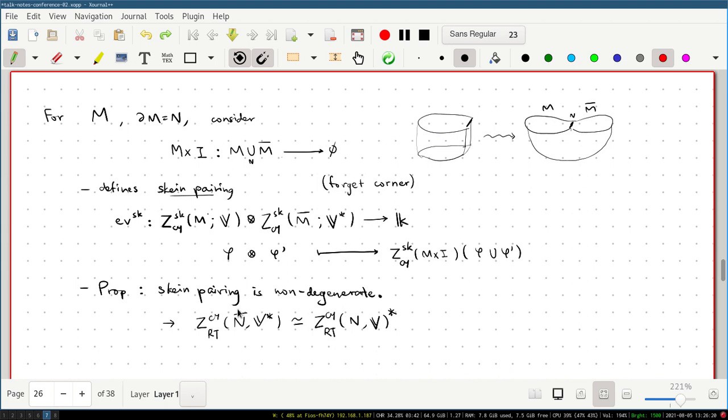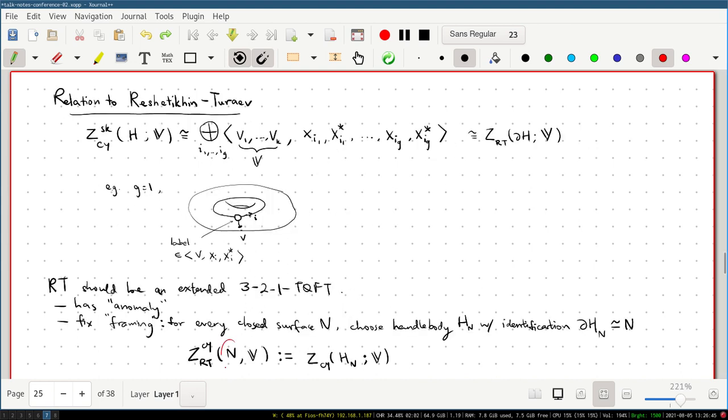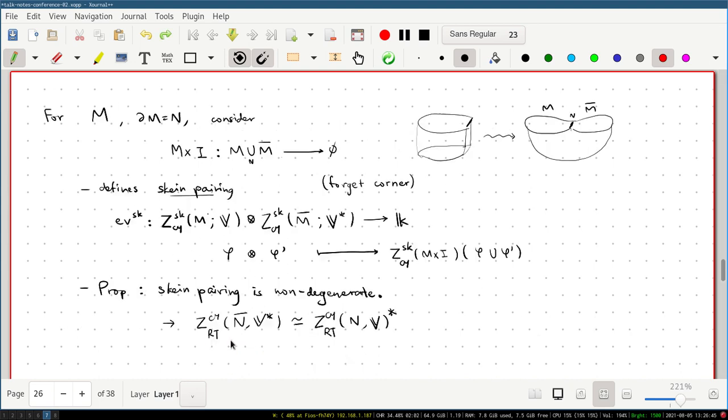And I claim that this pairing is non-degenerate. This is quite clear from the perspective of triangulations, but because they're equivalent, the skein definition is equivalent to the triangulation definition, so that also shows that this is non-degenerate. In particular, for our operational definition of the state space for a surface, the opposite orientation surface would be naturally dual to this state space.